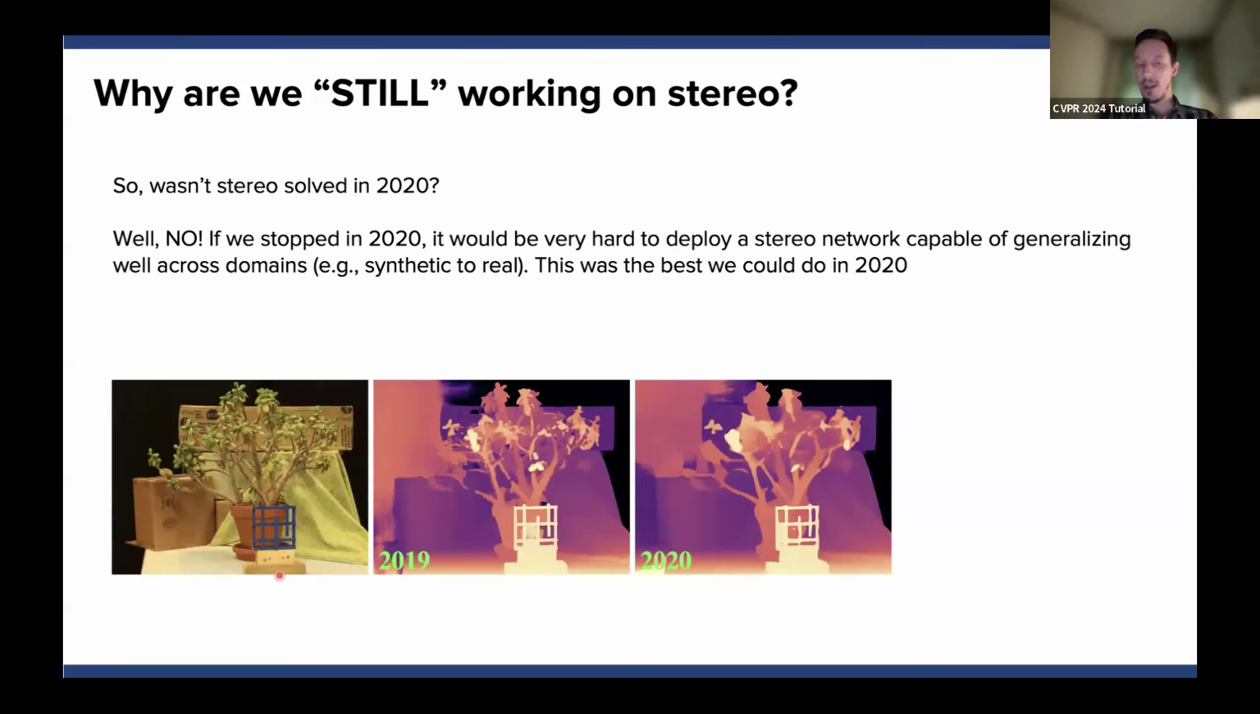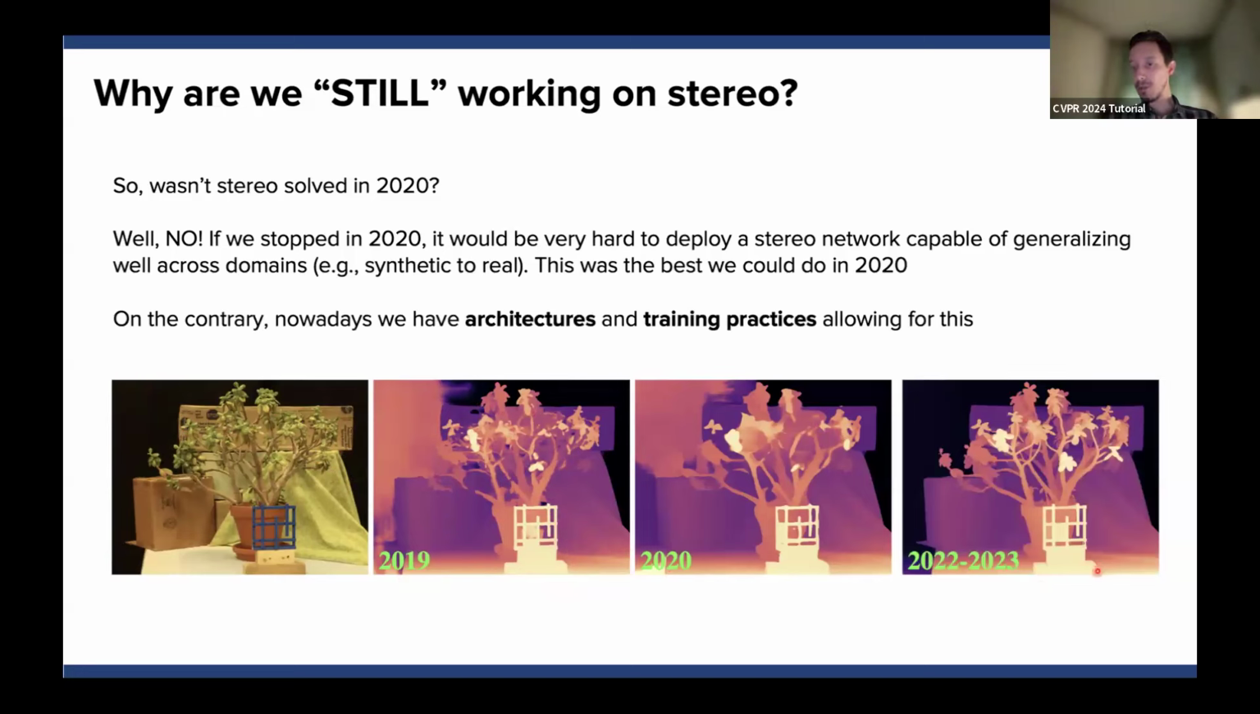Indeed, I'm showing you an additional example from the Middlebury dataset, which is known as one of the most challenging datasets for this task. And here I'm showing the disparity maps we got from state-of-the-art models in 2019 and 2020, when these networks were trained on synthetic datasets only. So you can figure out how the results were not good at all. They were lacking several details, and in presence of untextured regions, the results were completely wrong.